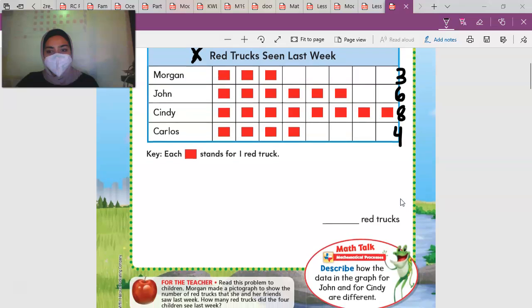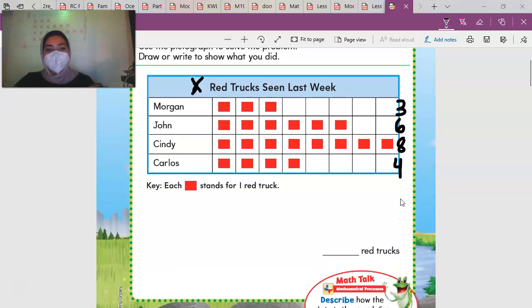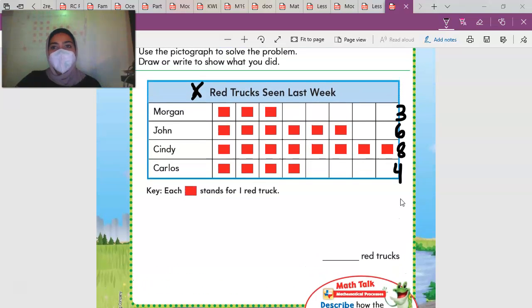Let's read what the question says. It says, Morgan made a pictograph to show the number of red trucks that she and her friends saw last week. How many red trucks did the 4 children see last week? So if they're asking about how many trucks all 4 children saw, who can raise their hand and tell me what we're going to do to solve this problem? What are we going to do, Rena? I'm sorry, Amaria? We're going to add. Very good. It says, how many trucks did all the children see last week? So we're going to add all the children.